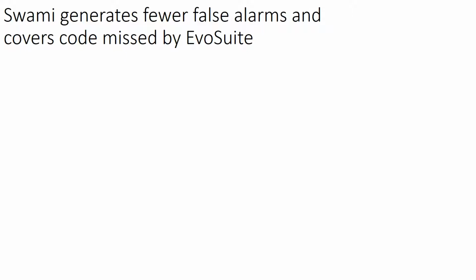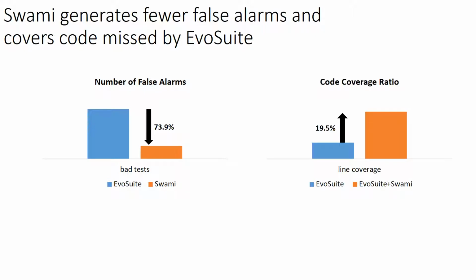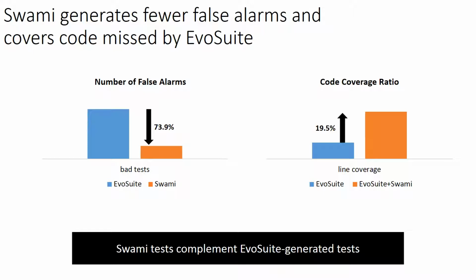Next, we compared Swami's performance with respect to state-of-the-art test generation tools such as EvoSuite. We used EvoSuite to generate tests for Mozilla Rhino. And when we compared the number of false alarms, we found that Swami generated 74% fewer false alarms than EvoSuite. We also did code coverage analysis and we found that when we augmented EvoSuite tests with Swami tests, the augmented test suite covered code which was previously missed by EvoSuite tests. These results show that Swami tests complement EvoSuite generated tests.